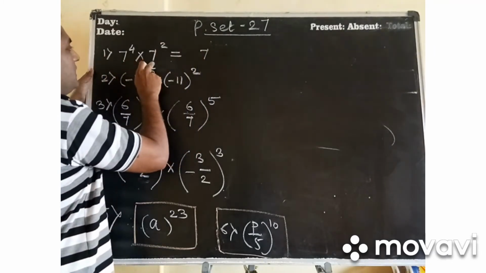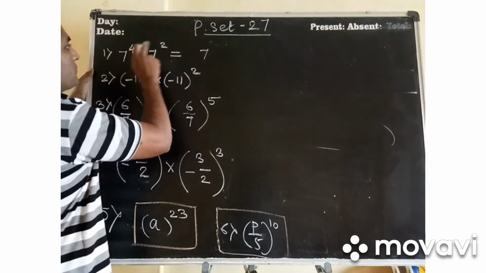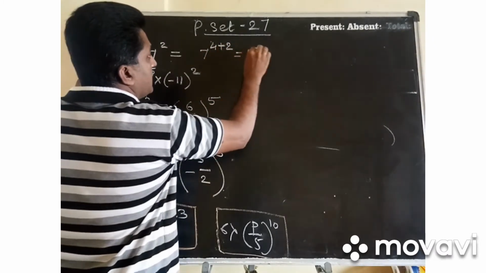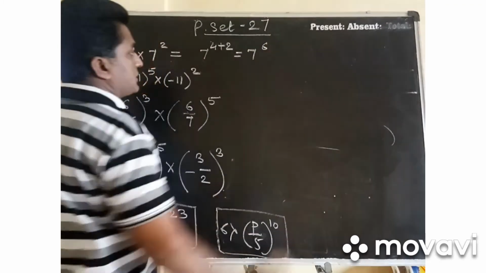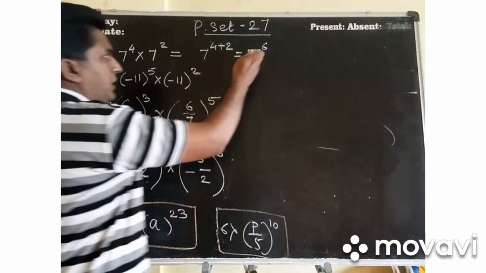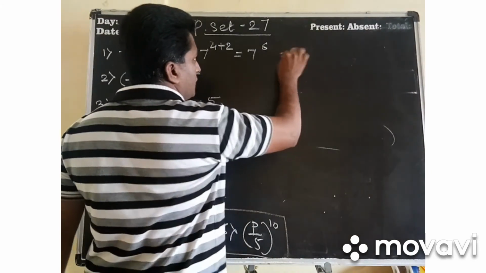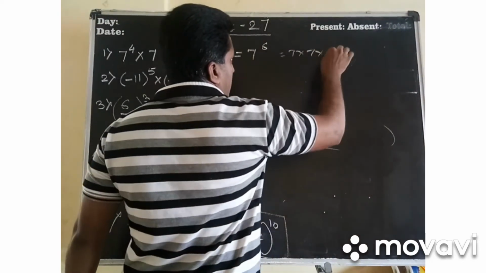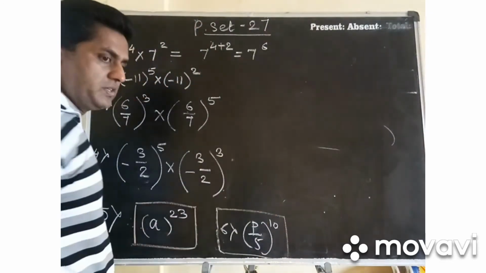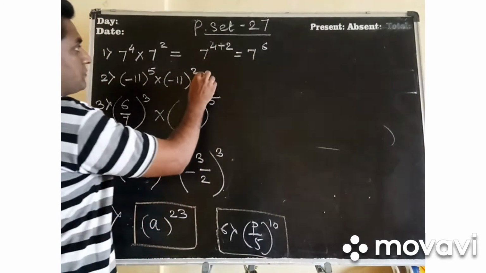See, 7, 7 common, one time, and upside 4 and 2. So just add 4 plus 2, and your answer will be 7 raised to 6. This is your answer. Now if you want, you can find the value, 7 into 7 into 7, and go on and solve the sum, but we don't want to solve it here. This is the final answer.